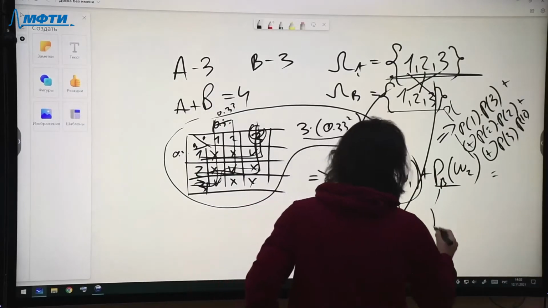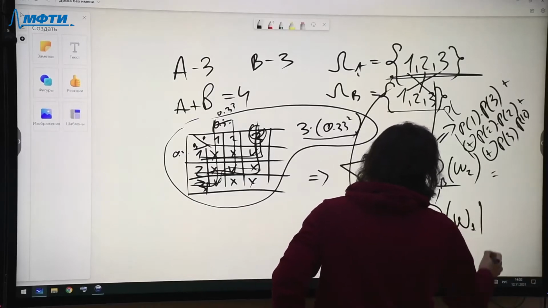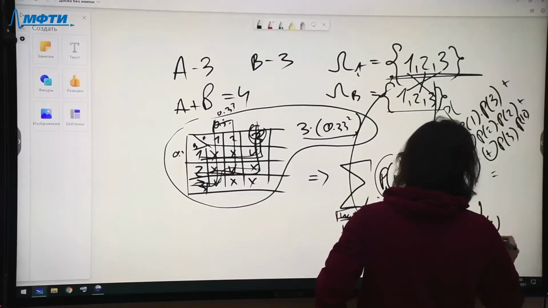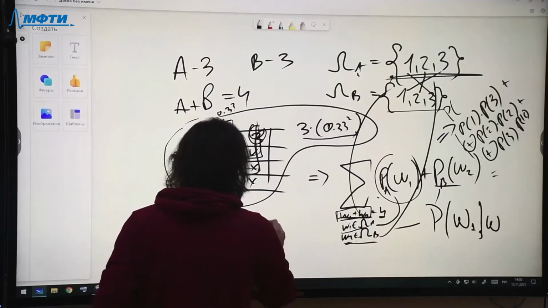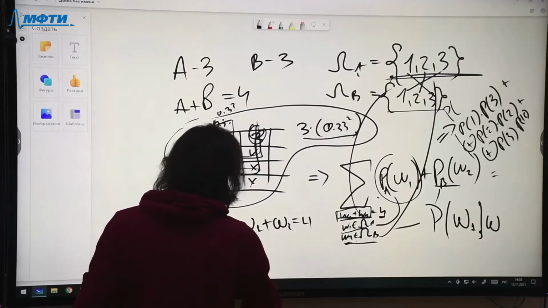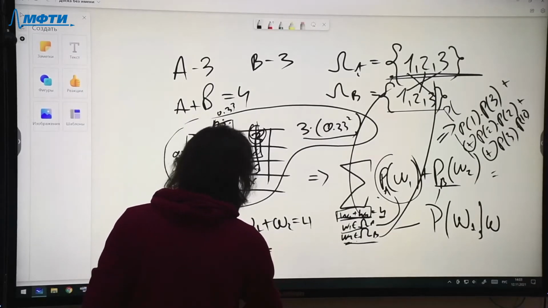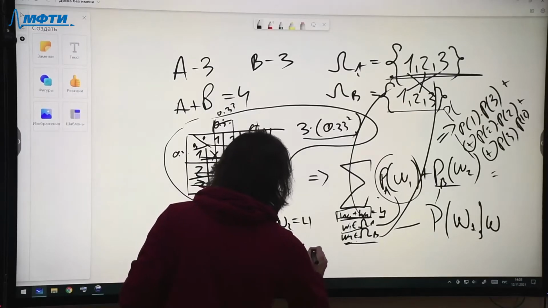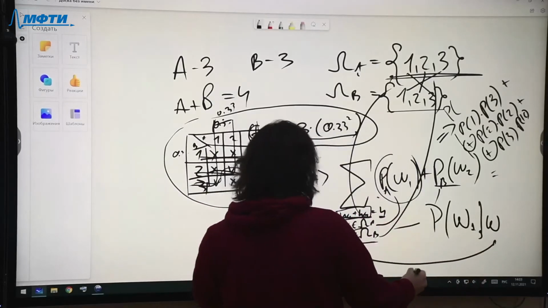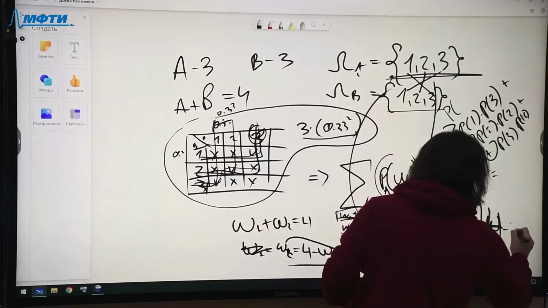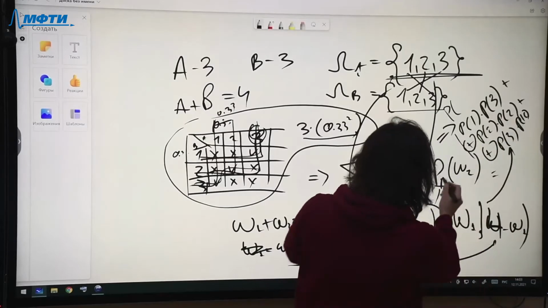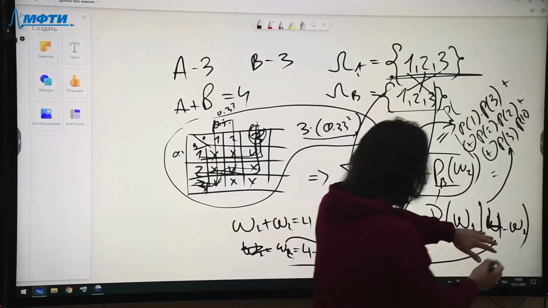You have to write the probability such that omega 1 and omega 2, where omega 1 plus omega 2 is 4. Then we can express omega 2 as 4 minus omega 1. So this omega 2 is what you are going to write here: 4 minus omega 1. This is what you have here. I don't see why this is this. That's my only question. But this is this. I mean, this is good.